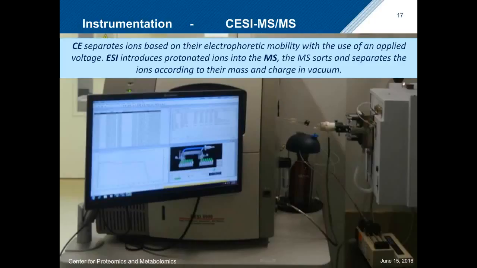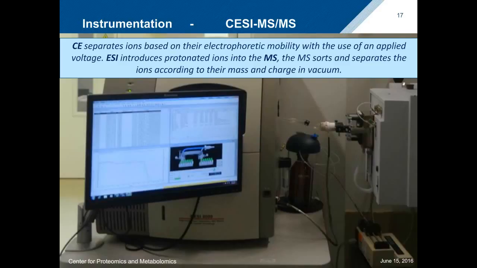We wanted to analyze this with CESI MS. So CE is capillary electrophoresis, where we separate our ions based on electrophoretic mobility by using an applied voltage. Then we use the electrospray ionization to introduce the protonated ions into the mass spectrometer, where we can sort and separate the ions according to the mass and charge in vacuum.